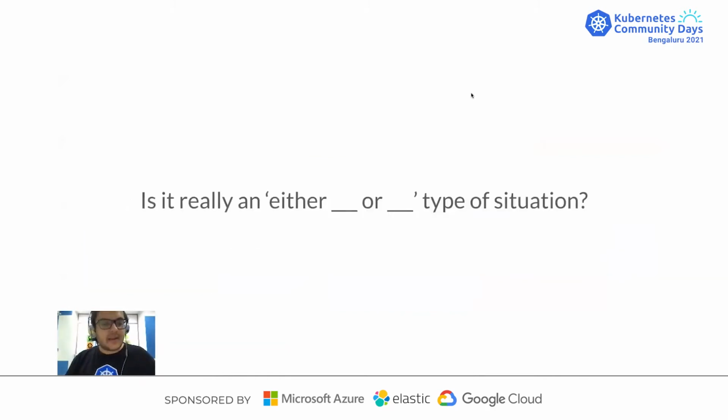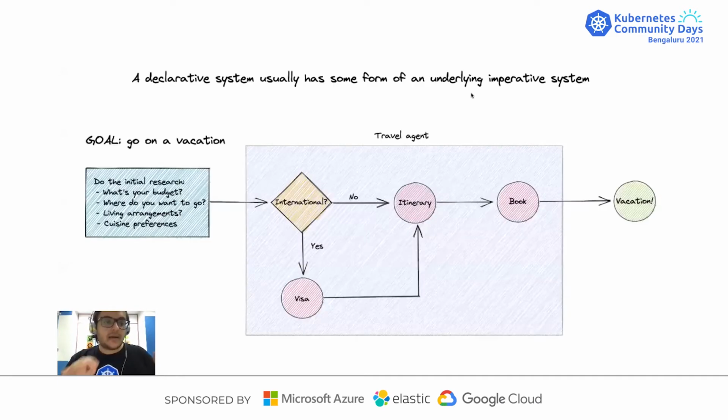So is it really an either or type of situation here? Meaning that if you are using a declarative system, are you not dealing with an imperative one at all? The answer is no, because usually what happens is a declarative system has some form of an underlying imperative one. Meaning that, let's say our goal is still to go on a vacation, you describe what you want to something like a travel agent, but the travel agent here again would act like an imperative system, meaning that it internally has certain steps defined to make sure that whatever you've described, it tries to work towards getting you there.